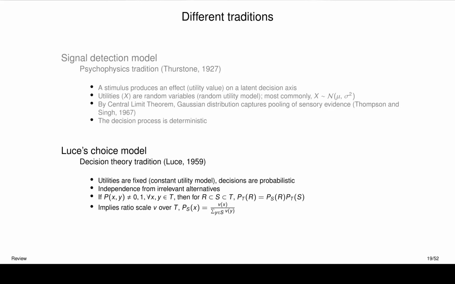An important implication of this axiom is that there is a ratio scale over the set T given by function V. So here V captures the response strength associated with a given alternative. Now, for some historical reasons and mathematical convenience, it's common to assume that this function of response strength V is exponential. And in this case, this equation turns into a logistic or a softmax model.